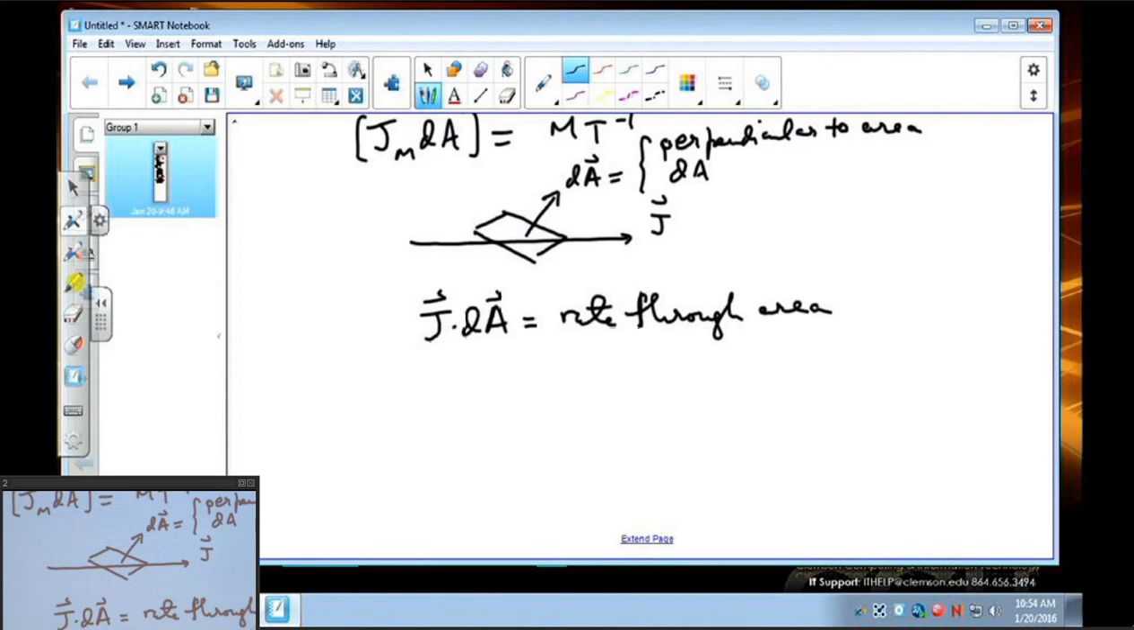If the area is perpendicular to J, you're going to get nothing flowing through that little loop. If the loop is oriented parallel to J, then you're going to get maximum flow. But notice if the area is in the opposite direction, we get a negative flow. Okay, so you can see what we're doing there.